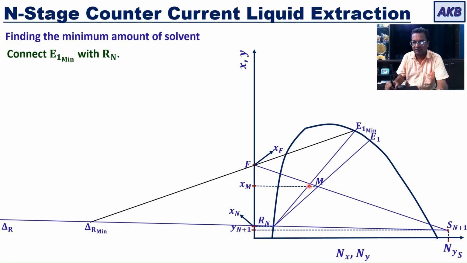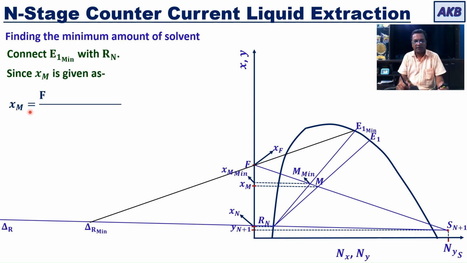In this process, I will get a point where the intersection of E1 minimum Rn with F and Sn plus 1 occurs. This point is M corresponding to the minimum amount of solvent. I am calling it M minimum. Then for this M minimum, I go to the y-axis and get xM minimum.